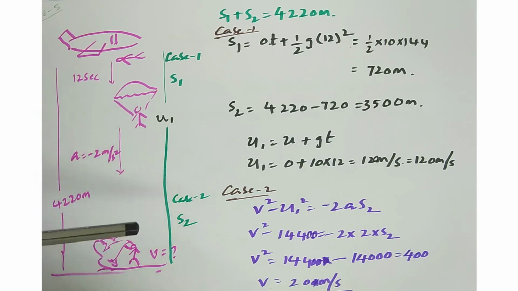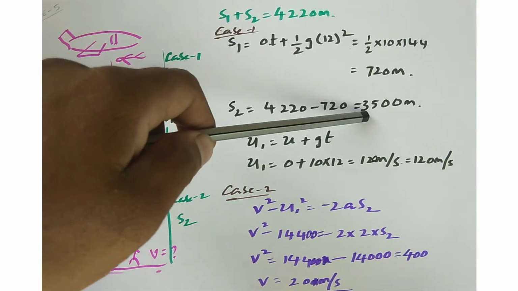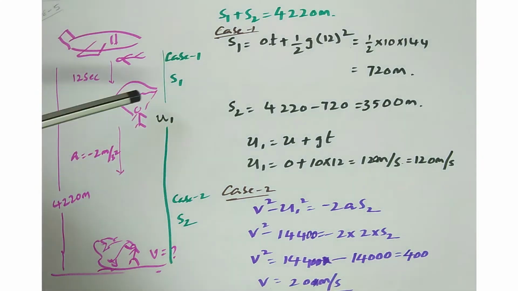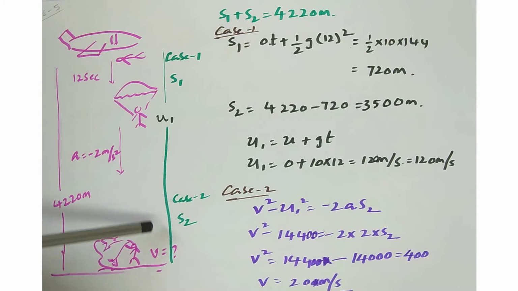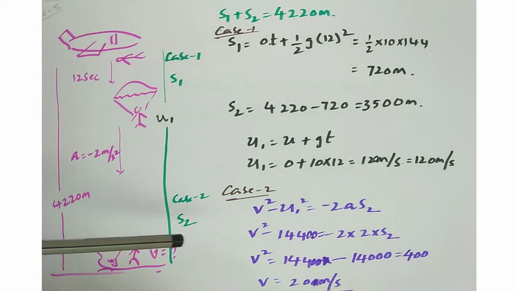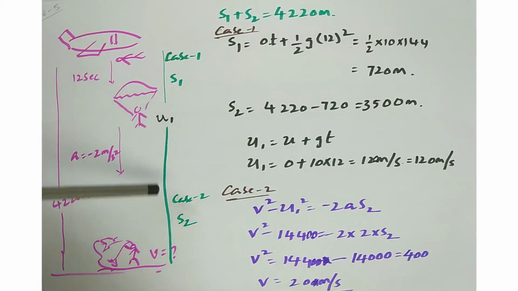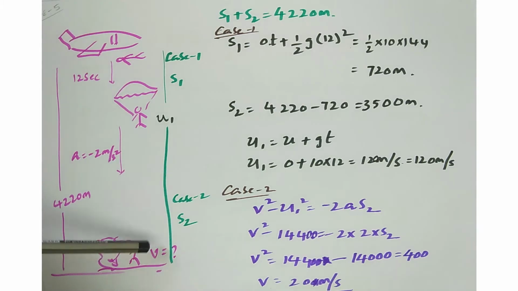Here to here the distance is 4220 minus 720, that is equal to 3500 meters. So as to find the velocity here, I can use v squared minus u squared equals 2as2. But I don't know the velocity here also. If I know the velocity at this point, I can find the velocity at this point.